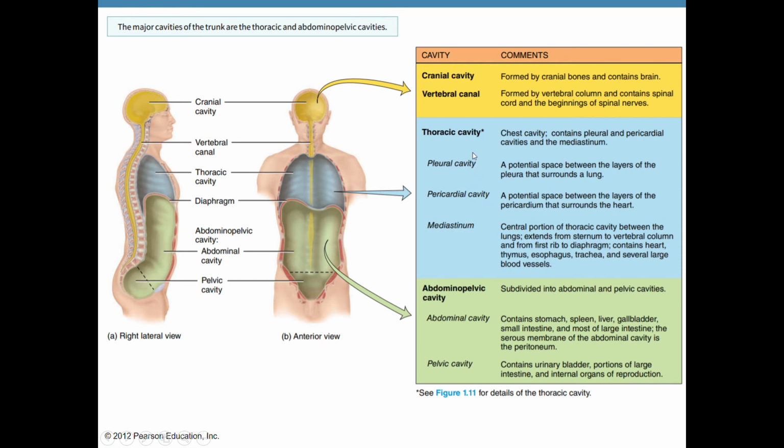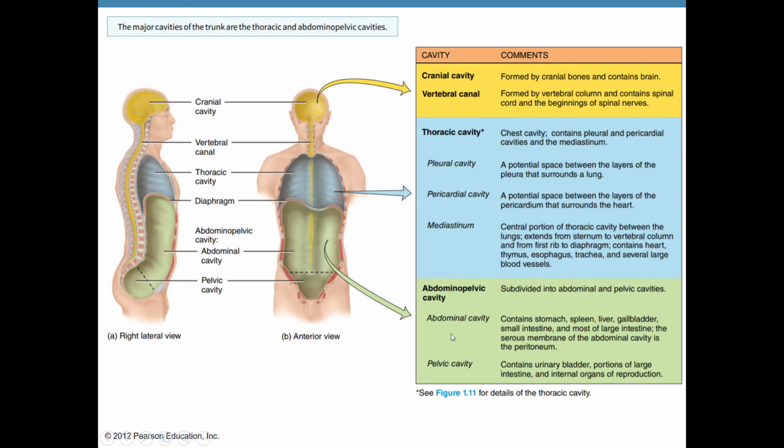So what does the pleural cavity contain? It's a space between the layers of the pleura that surrounds the lungs. The pericardial cavity is a potential space between the layers of the pericardium that surrounds the heart. Then the mediastinum is the central portion of the thoracic cavity.